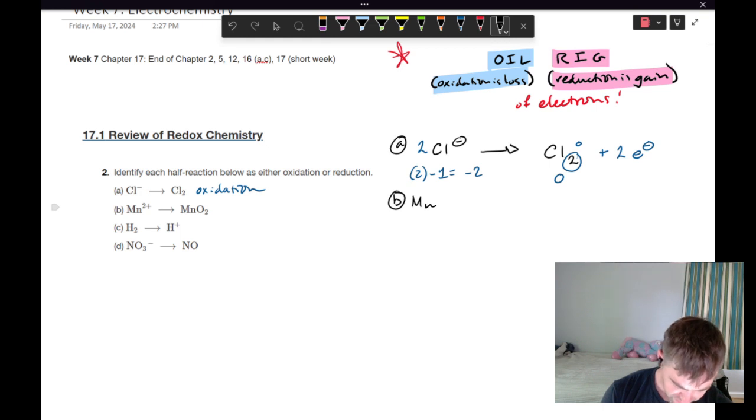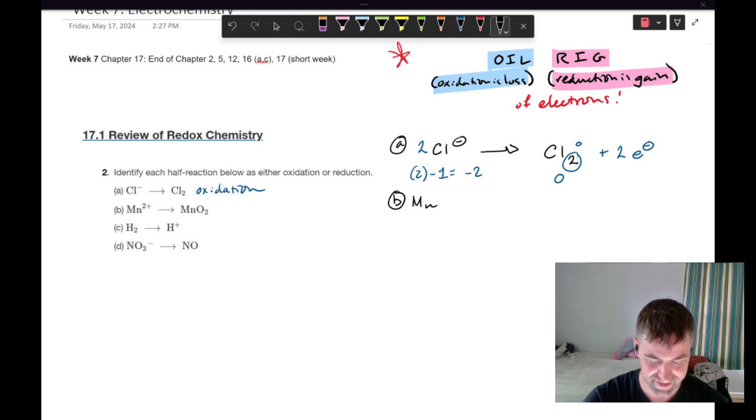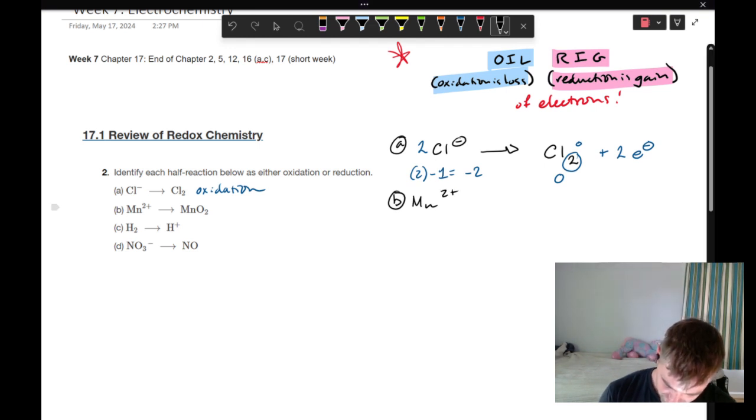Here we have magnesium. Magnesium? No. Magnesium is Mg. What are you? Manganese. Manganese with its +2 charge.